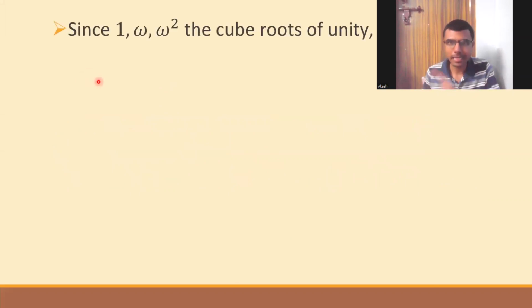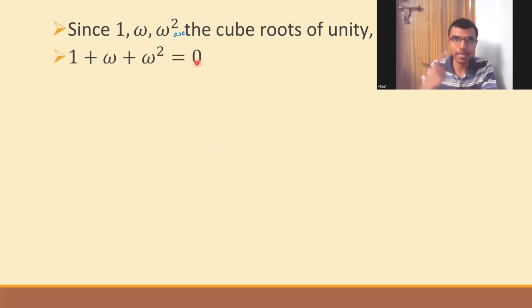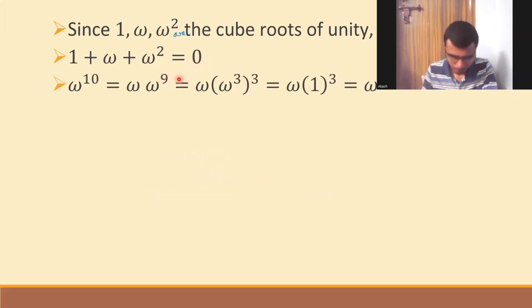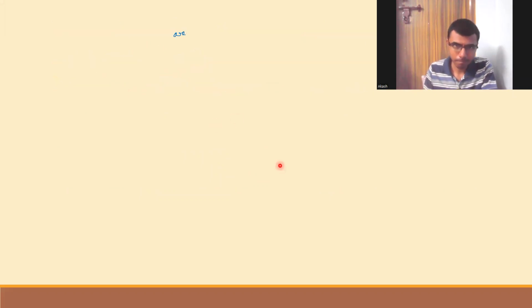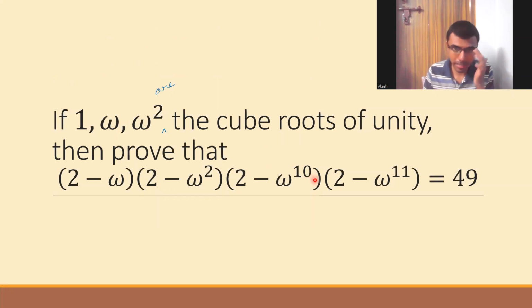Since 1, omega, omega square are the cube roots of unity, basically 1 plus omega plus omega square equals 0. This condition I'll be using at a later stage. Now, if you see in the question, I basically have omega power 10 and omega power 11. What I'm going to do is first simplify them so that it would be a bit easier to handle them.